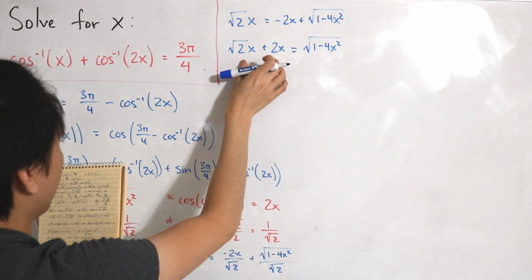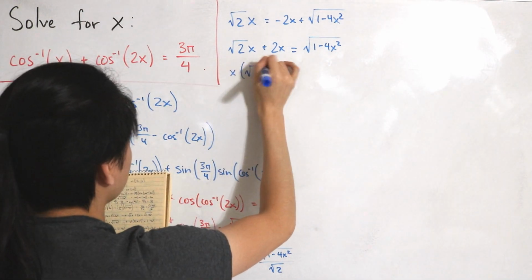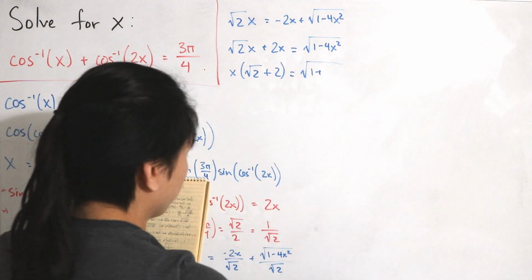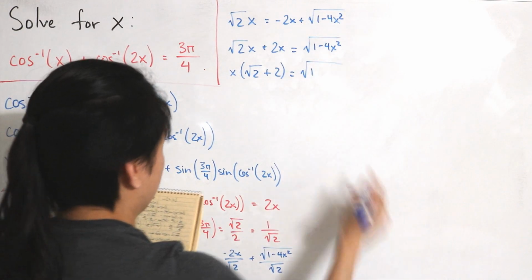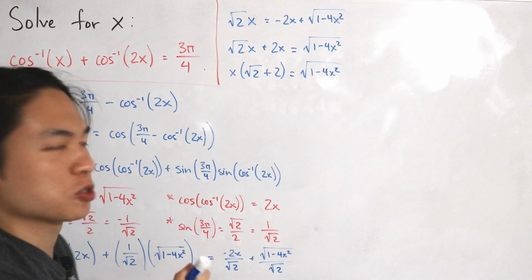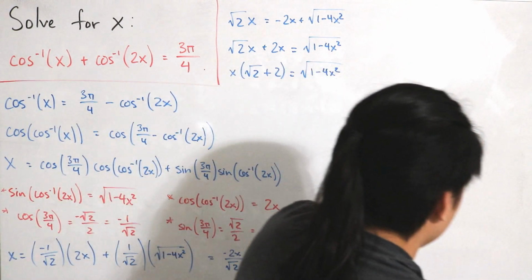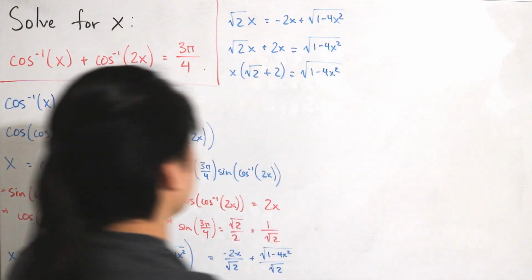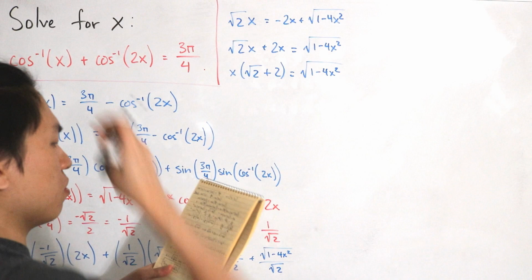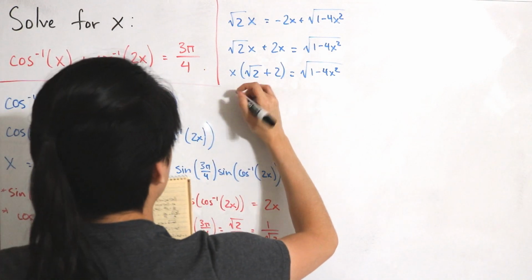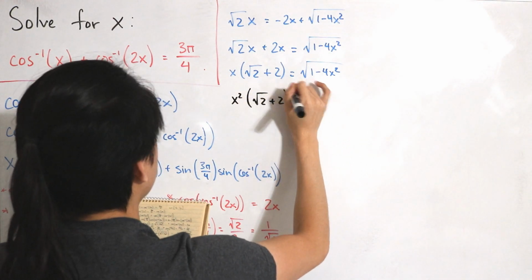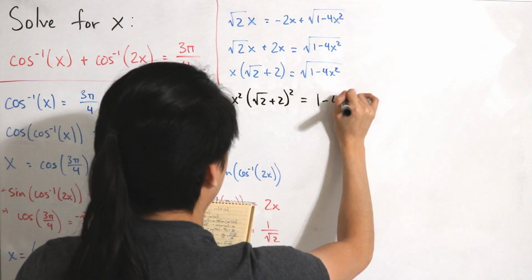Now I can just factor out the x. So we have x multiplied by the square root of 2 add this with 2, equals the square root of 1 minus 4x squared. And now, it's a lot of algebra. I think you can see where we're going from the beginning all the way to the end. It's actually a little straightforward, nothing too difficult or out of control. So from this, I'll square both sides. So we're going to have x squared, then multiplied by the square root of 2 plus 2 quantity squared, and this is equal to 1 minus 4x squared.